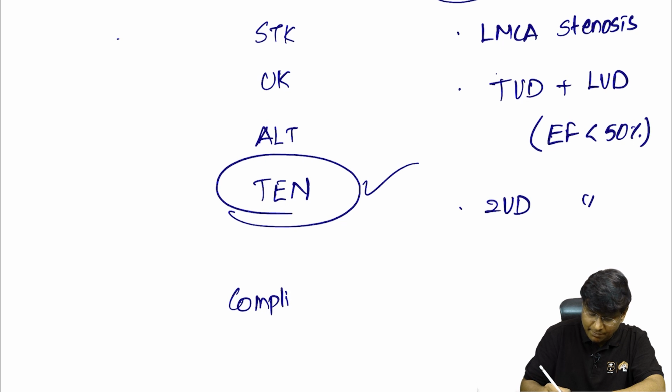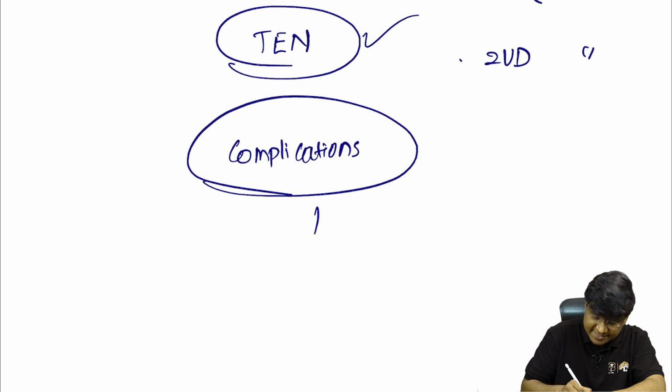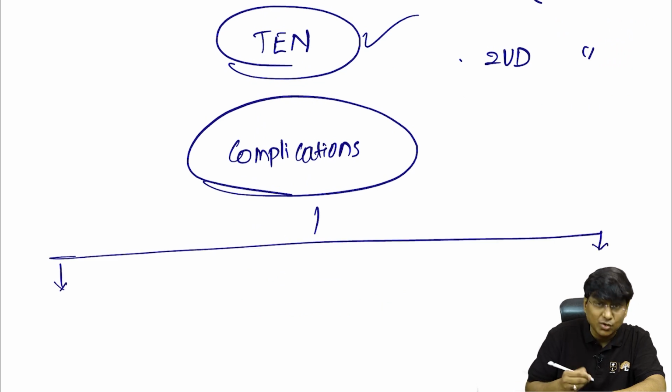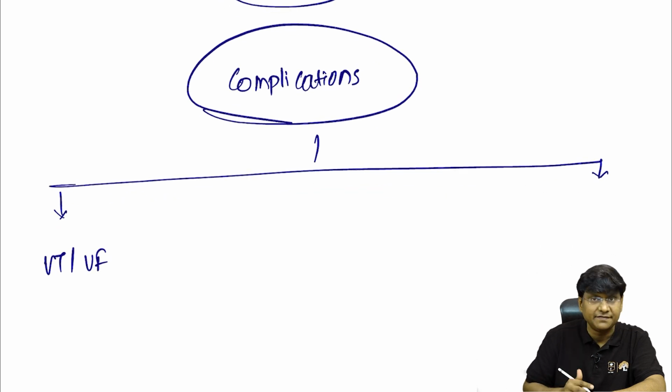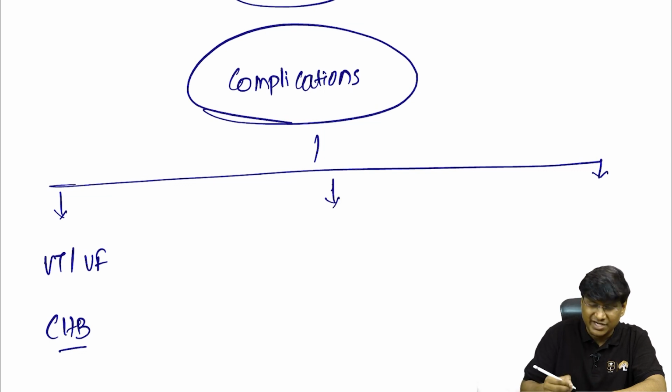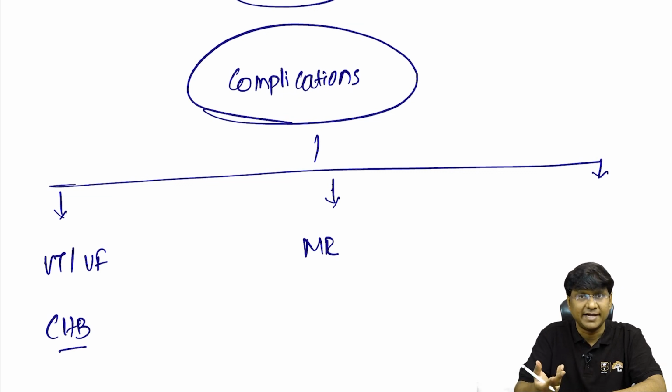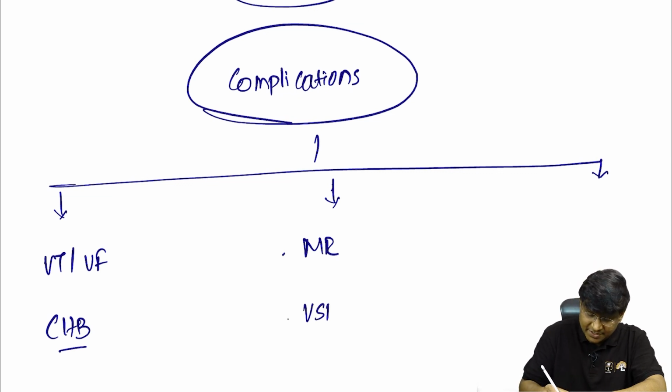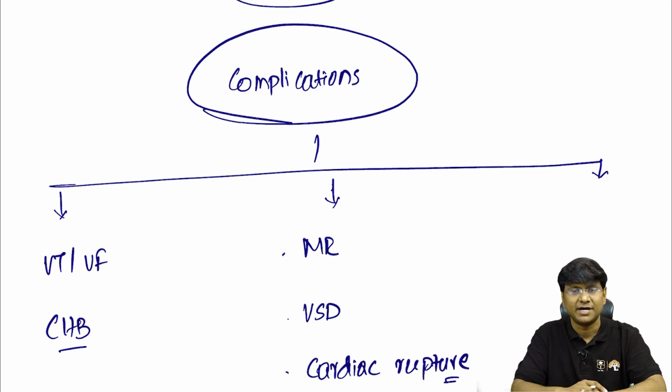Now you need to know the complications in patients with STEMI. The complications include electrical complications, that is tachyarrhythmias, VT and VF, and bradyarrhythmias in the form of complete heart block, right? And structural complications like mitral regurgitation, mainly in inferior wall MI as well as anterior wall MI, ventricular septal defect, mainly in anterior wall MI, and even cardiac rupture. So these are the structural complications that can be seen in patients with myocardial infarction.